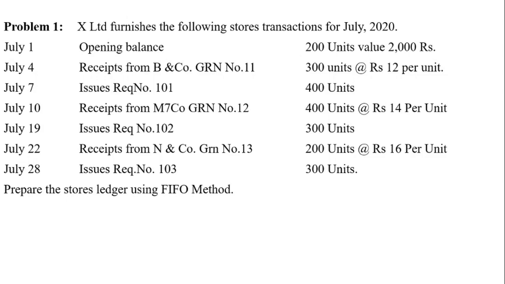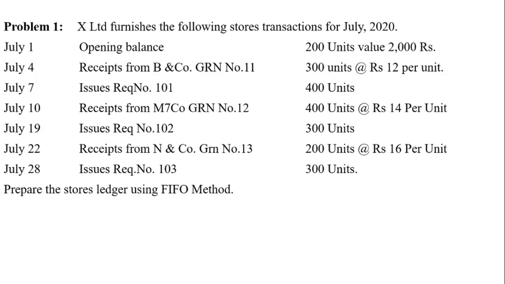July 19, issues, requisition number 102, 300 units. July 22, receipts from N and Co., goods receipt number 13, 200 units at the rate of 16 rupees per unit. July 28, issues, requisition number 103, 300 units. Prepare the stores ledger using the FIFO method.